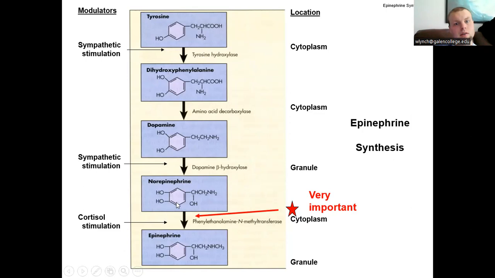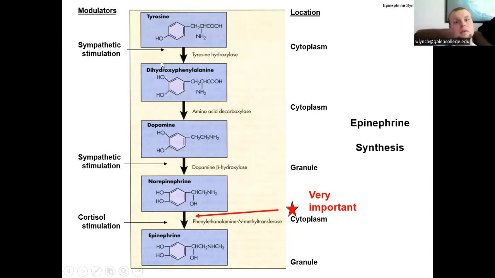Norepinephrine is going to be either sent out to do its actions, or it is going to be converted to epinephrine. And that conversion is correlated to cortisol. So cortisol is going to stimulate phenylethanolamine N-methyltransferase. Cortisol stimulates phenylethanolamine N-methyltransferase enzyme activity, and this is going to convert norepinephrine into epinephrine, and that is because of cortisol concentrations.